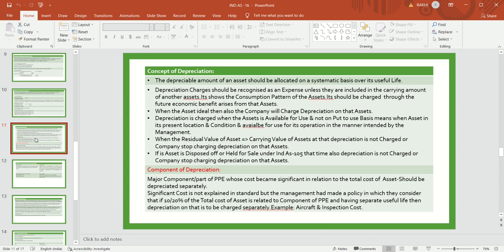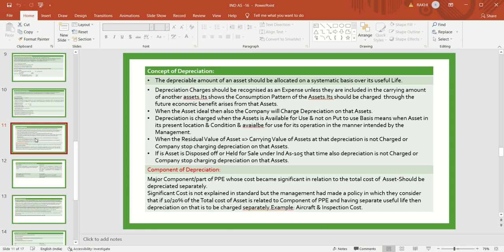Depreciation is charged when the asset is available for use and not on the put to use basis. Suppose the company has purchased an asset, any PPE, any machinery, and brought it to its present location and condition, and everything is settled to run the production. But due to some incident the company does not use that asset. The company will still charge depreciation on that, because the Companies Act does not say that depreciation is charged only when you put the asset to use.